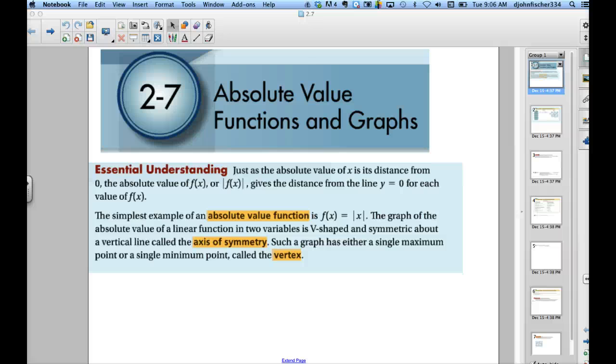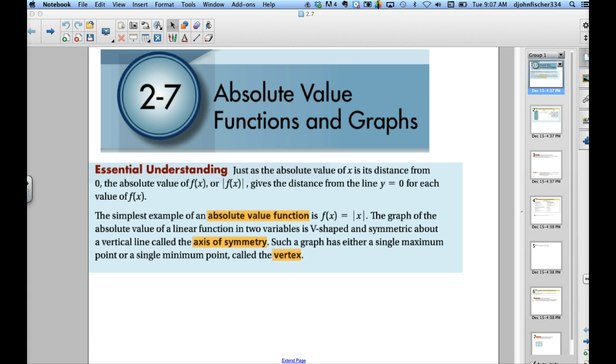Okay, we're going to talk about absolute value functions and their graphs. A couple of things we're going to talk about. Just as the absolute value of x is the distance from 0, the absolute value of f of x gives the distance that graph is away from the y equals 0 line, which is the x-axis. The simplest example of an absolute value function is f of x equals absolute value of x.